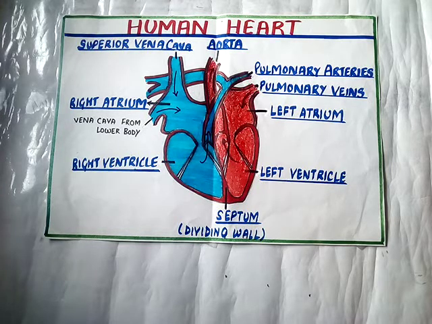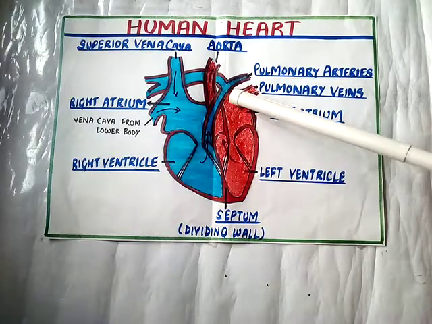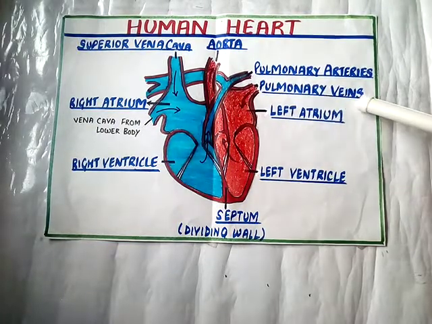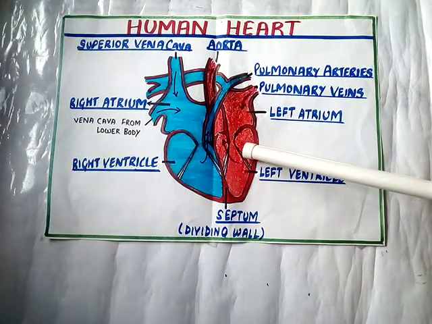The oxygenated blood flows into the left atrium through pulmonary veins. From the left atrium it goes into the left ventricle.